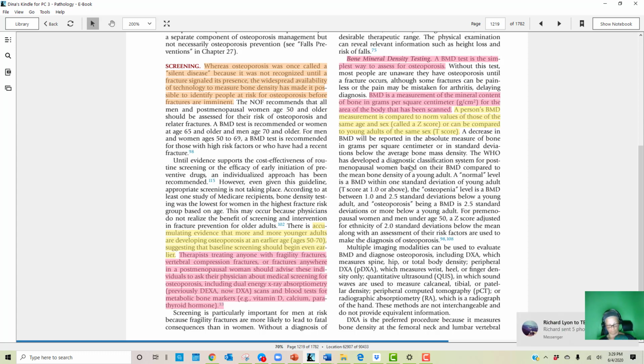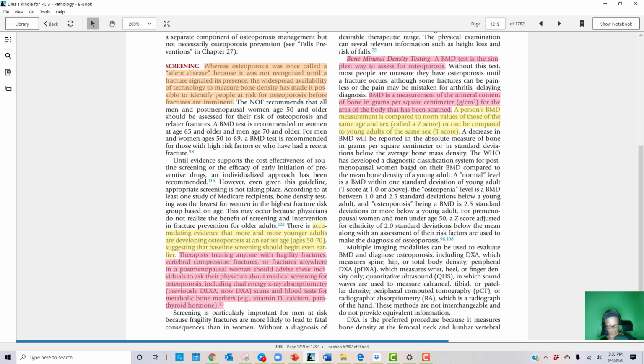The WHO has developed a diagnostic classification system for postmenopausal women based on their BMD compared to the mean bone density of a young adult. A normal level is a BMD within one standard deviation of a young adult, a T-score of negative 1.0 or above. The osteopenia level is a BMD between 1.0 and 2.5 standard deviations below a young adult, and osteoporosis is a BMD 2.5 standard deviations or more below a young adult.